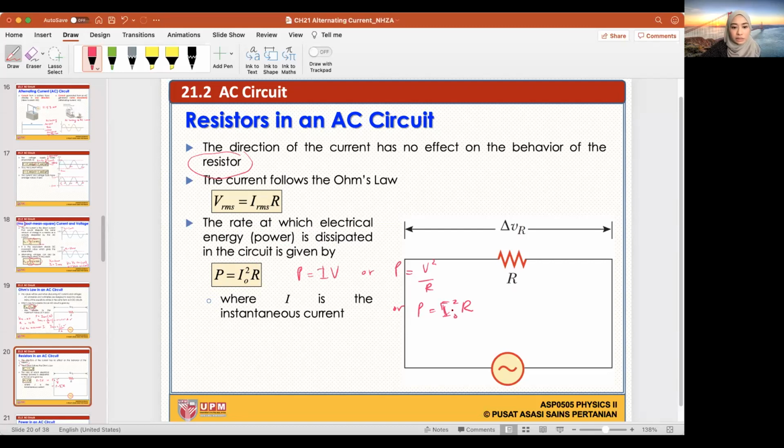Okay, when we talk about DC, which is not the root mean square or not the AC, we are always using I naught or just regular I. Faham tak? This is just the same as P equals I squared R. That's what I'm trying to say here.